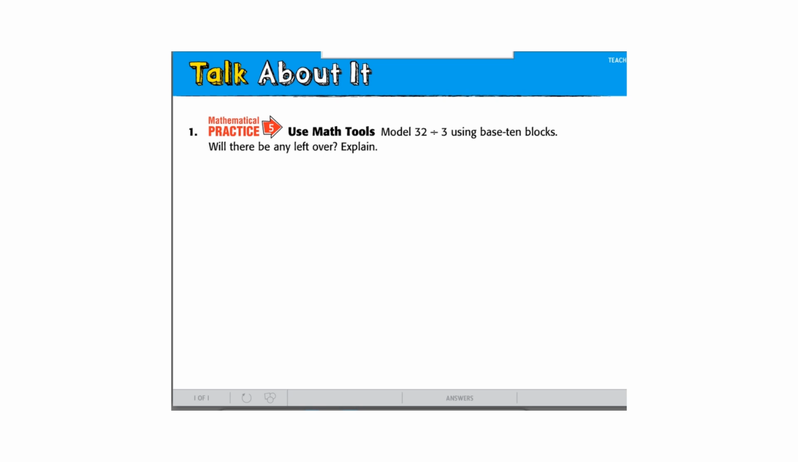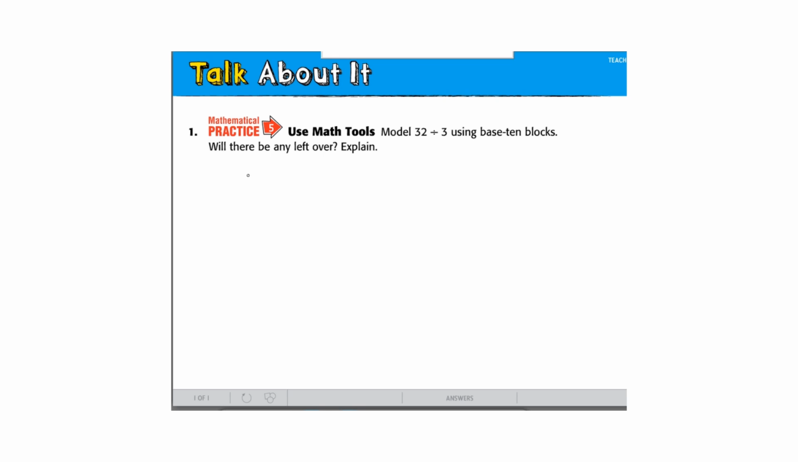So if we have 32 divided by 3 using base 10 blocks, the question is, will there be any leftovers? Yes. You guys are saying yes. How do you know yes? Because 3 can't go into 32 evenly. 32 divided by 3 is 10 remainder 2. So you're going to have some remainders. You already know that if you're dividing 3 into 32, it's not going to go evenly, because you're familiar with the fact family of division: 30 divided by 3 would give you 10, and 33 divided by 3 would give you 11. So if the number's 32, you're going to have some leftovers.